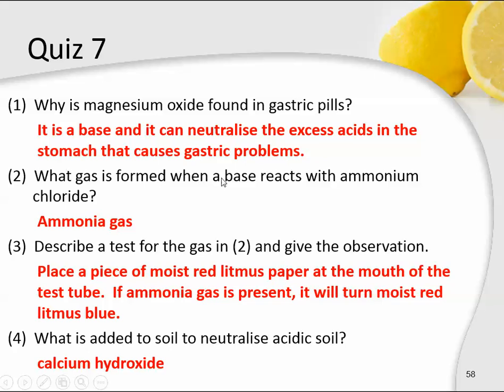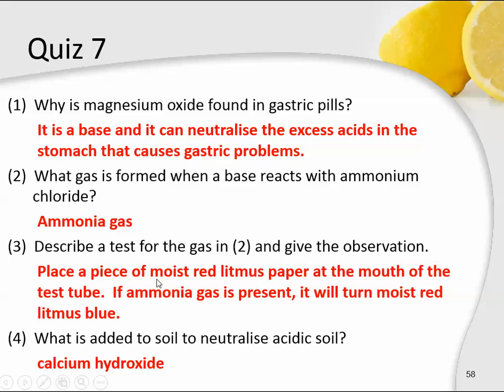What gas is formed when the base reacts with ammonium chloride? Ammonium chloride is an ammonium salt. A base and ammonium salt will form ammonia gas. Please note the spelling. Ammonium salt, ammonia gas. Describe a test for the gas in part 2, of course ammonia gas, and give the observation.